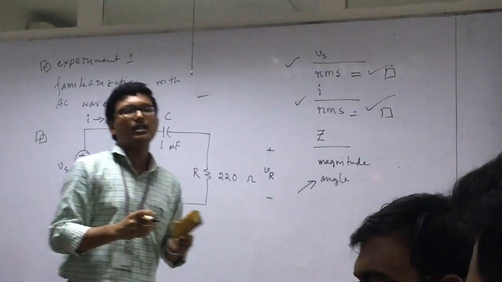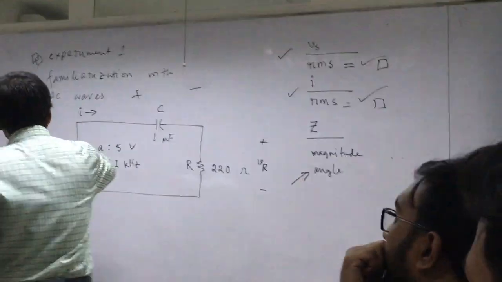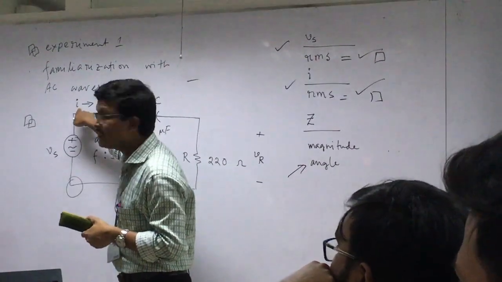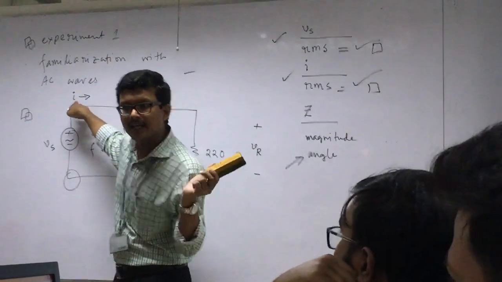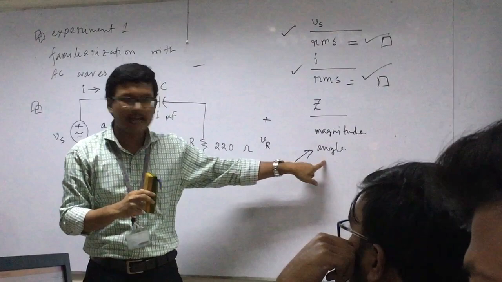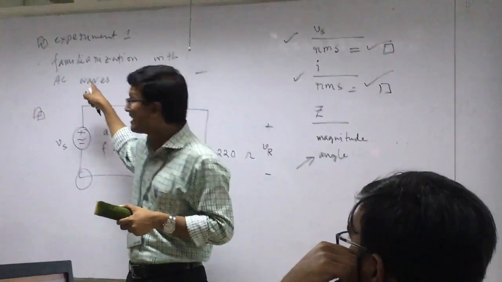Okay, for angle, we need two curves. Again, same. We need the instantaneous value of Vs, instantaneous value of I here. Once you get them, you do something to get the angle. So let's at first get them together. Question is getting them together.